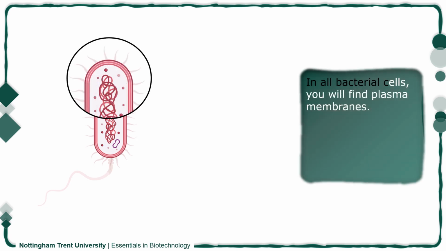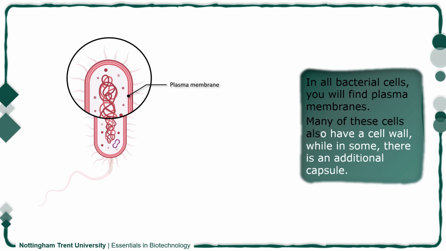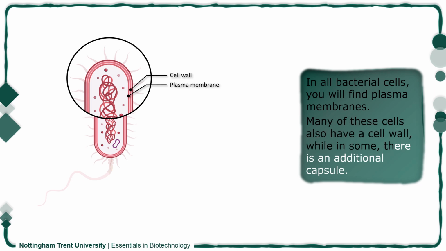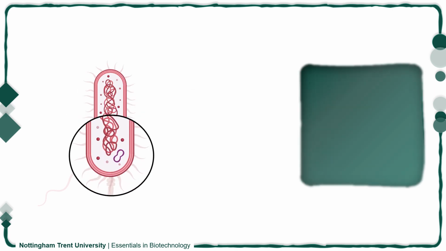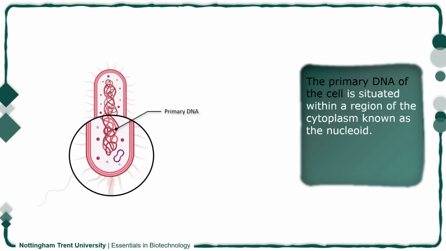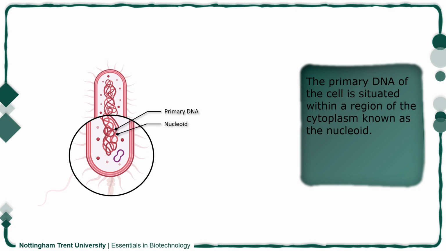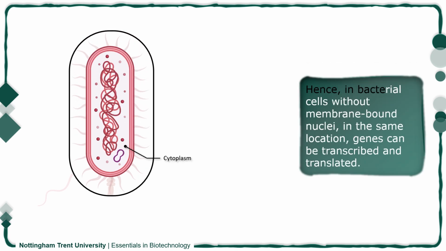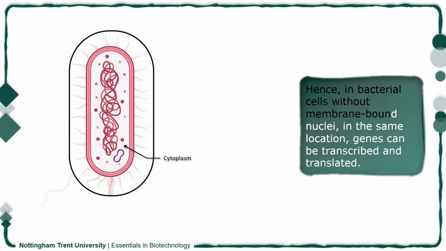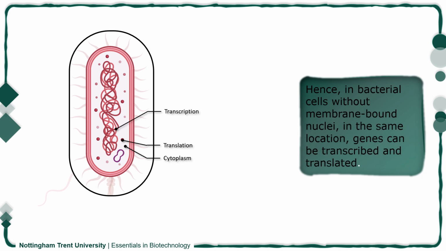In all bacterial cells, you will find plasma membranes. Many of these cells also have a cell wall, while in some, there is an additional capsule. The primary DNA of the cell is situated within a region of the cytoplasm known as the nucleoid. Ribosomes are also found within the cytoplasm. Hence, in bacterial cells without membrane-bound nuclei, in the same location, genes can be transcribed and translated.